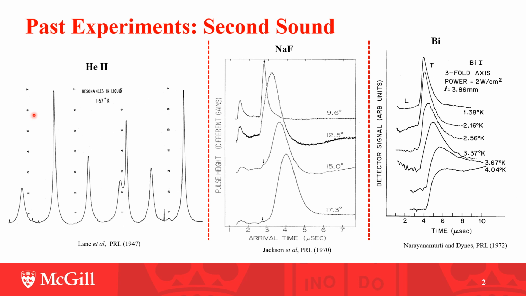For fluorides like sodium fluoride, second sound was observed between around 10 and 20 Kelvin, depending on what's called the characteristic length of the material. In this figure, for example, the characteristic length is 8.3 mm of a pure crystal. For bismuth, it was found between 1.2 and 4 Kelvin, also depending on the characteristic length.